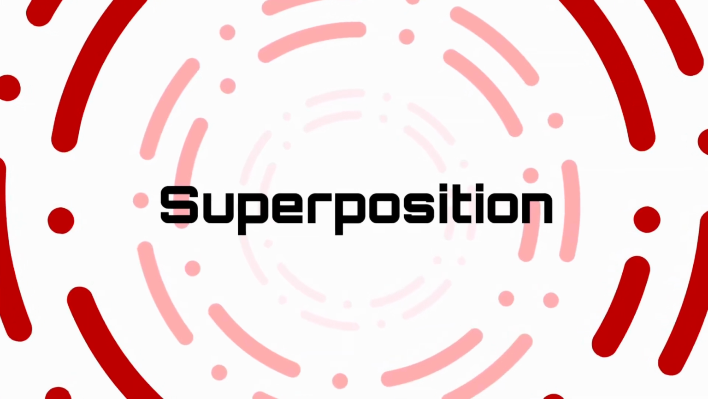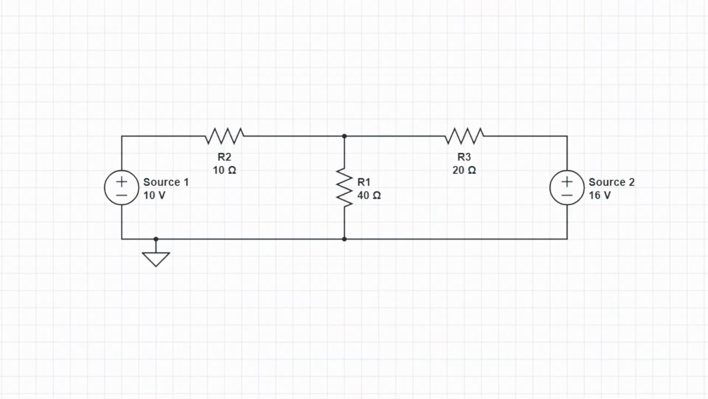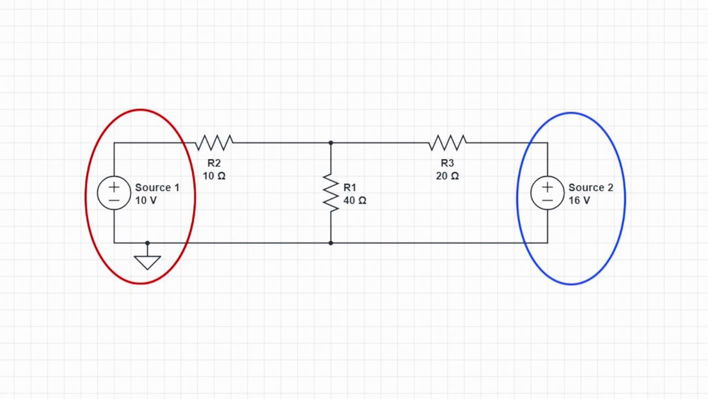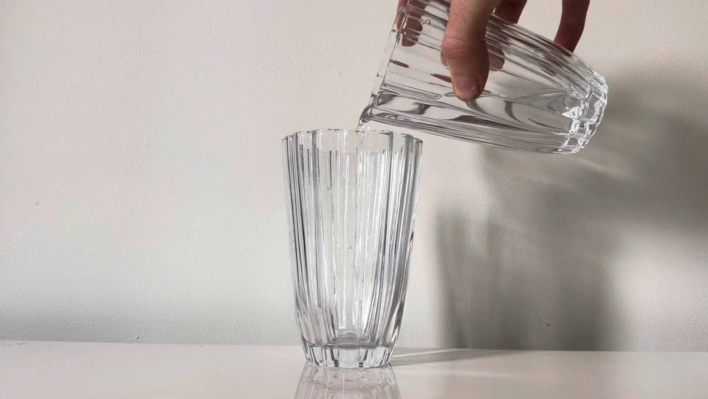At first, superposition can seem like a confusing concept. However, it simply represents a method for determining the total voltage or current supplied by multiple power sources in the one circuit. Imagine this glass represents one battery in a circuit.